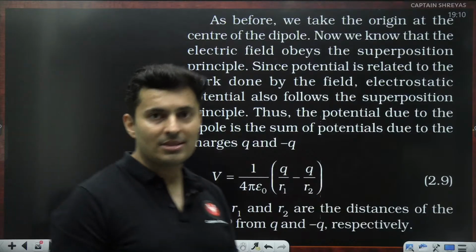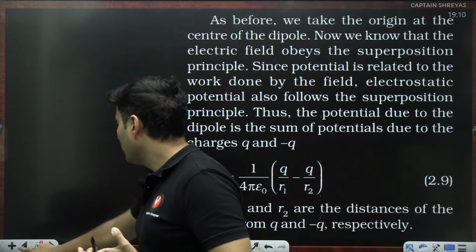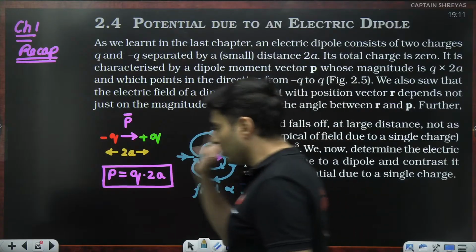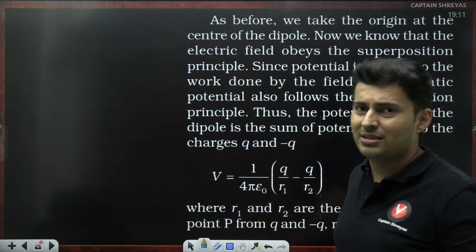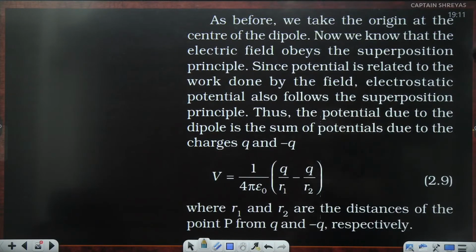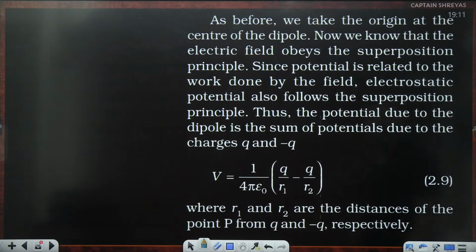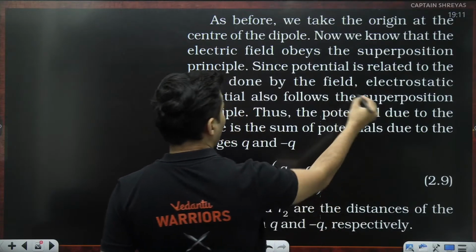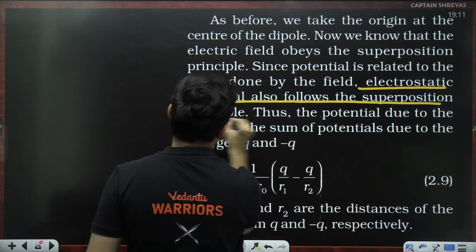Now comes the next part, where we are trying to find out the potential due to the dipole. We have already found the field due to a dipole in the previous lecture. We are now interested in the potential because we just now discussed potential. So we take the origin as the center of the dipole. We know the electric field obeys the superposition principle, and since potential is related to the work done, electric potential also follows. Very interesting, important point.